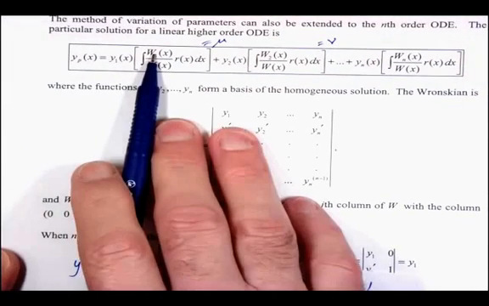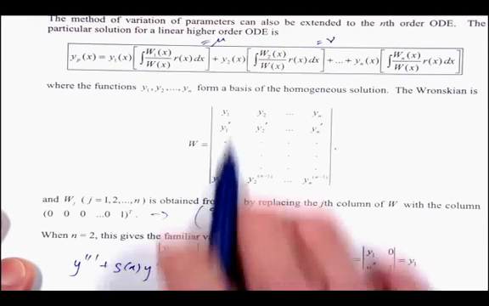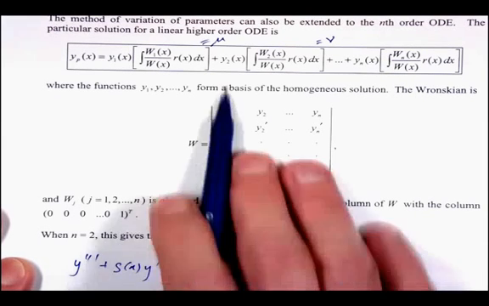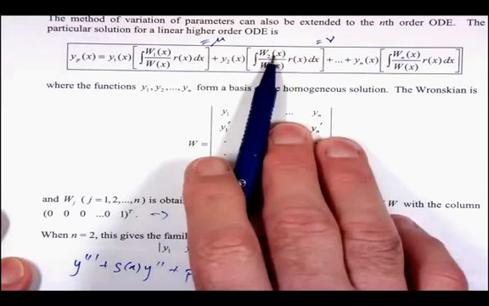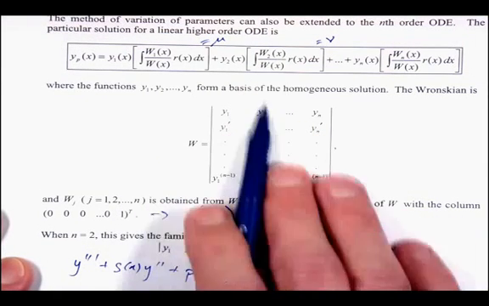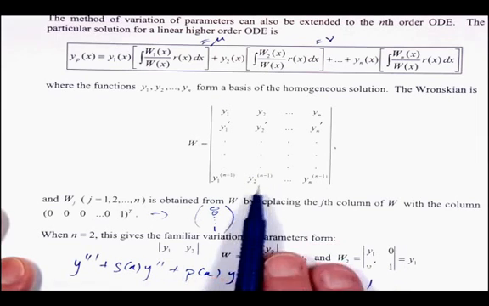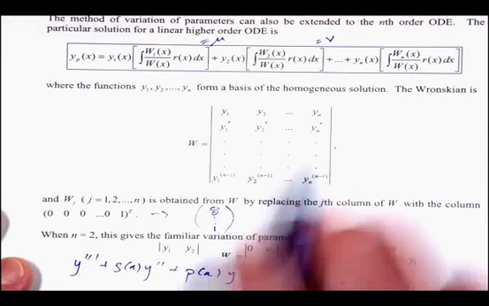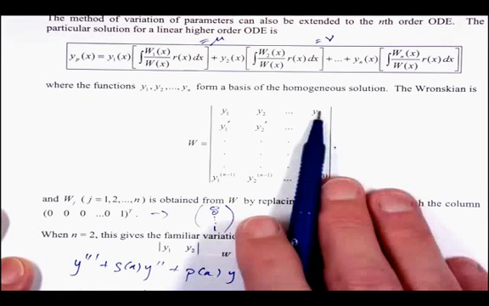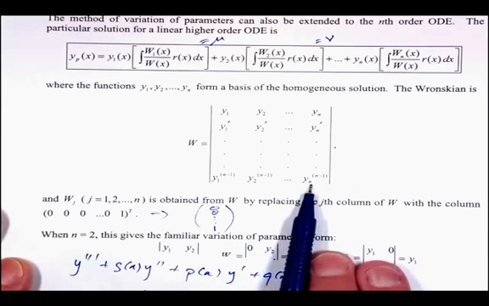the W1, by replacing the first column, leaving everything else the same, replacing the first column by zeros all the way down except the last term, a 1. This W2 is the Wronskian, except the second column is zeros all the way down, and the last one, a 1. And the last one, whichever the last one is exactly the same, except the very last column is zeros all the way down, except it's a 1.